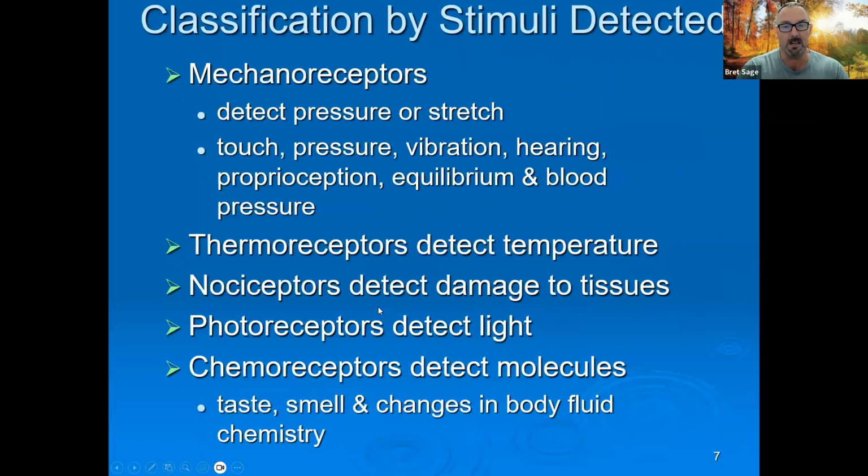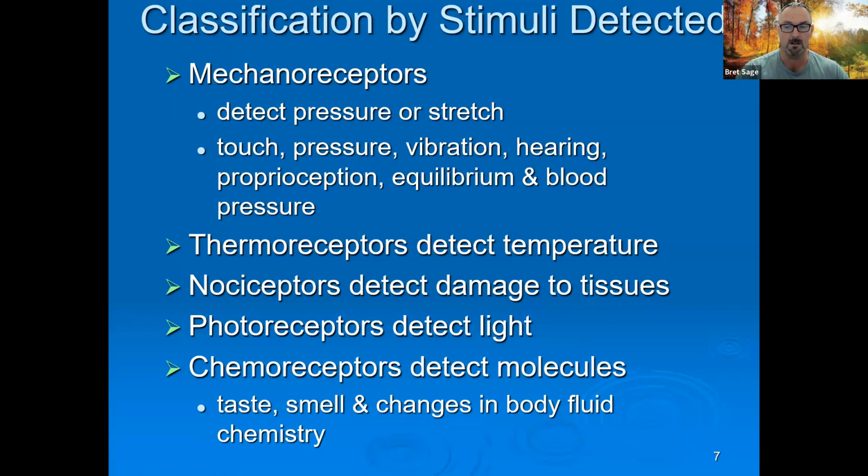Okay, classification by stimuli detected. Mechanoreceptors, as in mechanical, we're talking about changes to the shape or pressure of cells. So for example, touch, pressure, vibration, even hearing, believe it or not, proprioception, equilibrium, and blood pressure all are mechanoreceptors sensing changes in the tissue shape.